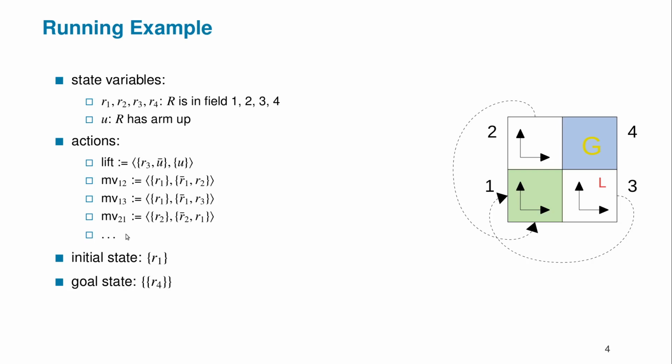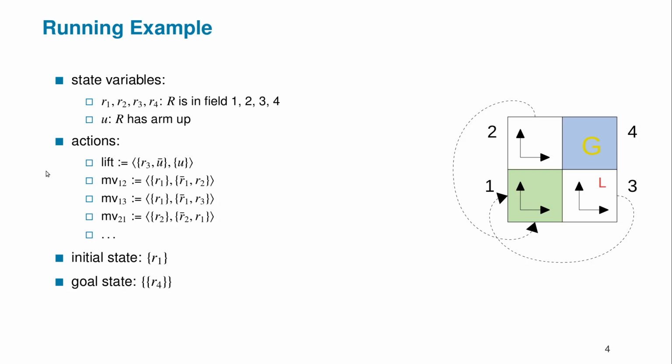And similarly we can define it for the other move actions. What is still missing is the initial state. We say that in the initial state the robot is in field R1, and we do not include the U here because the arm is down. In the goal state, here the U is missing. In the goal state we are in field 4 and the arm is up. This gives us the goal state.